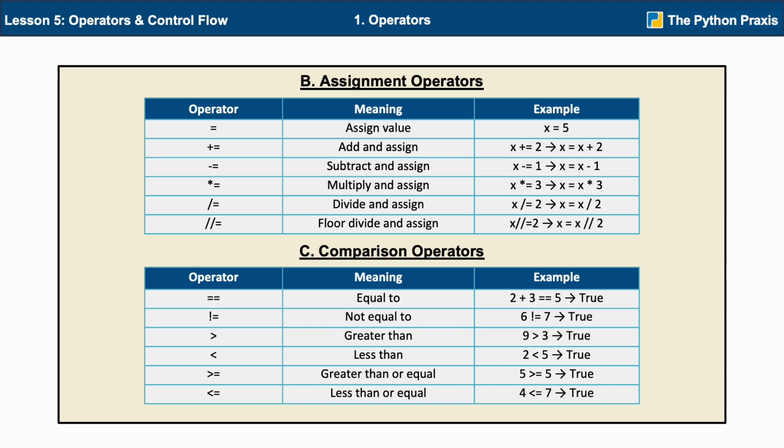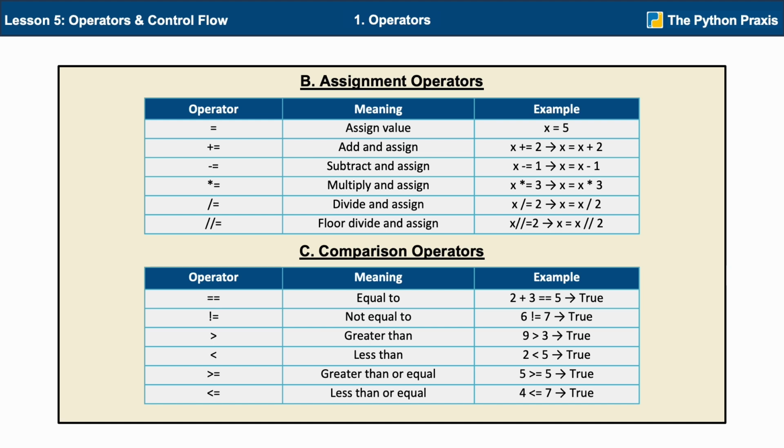The next category of operators is the comparison operators. Comparison operators let your program ask questions like, is this value equal to that one? Or is this number bigger or smaller than the other? The result is always Boolean, true or false. Let's see these operators one by one. The two equal signs are the equality operator, which compares two values, variables, or expressions.